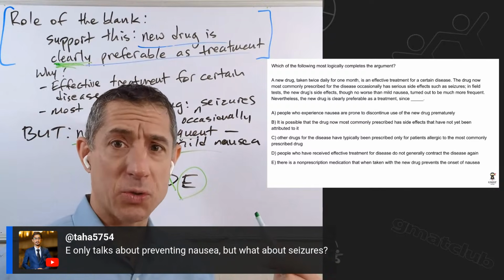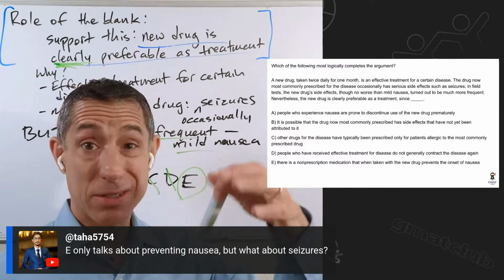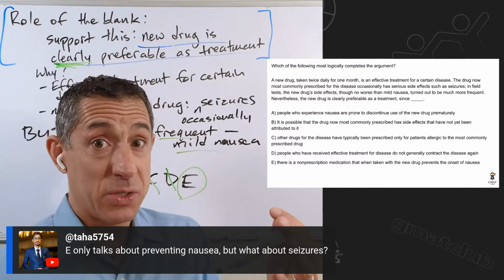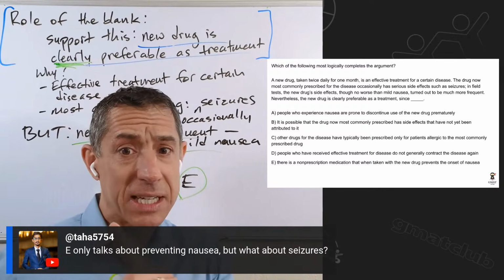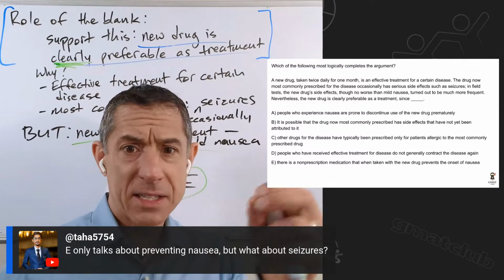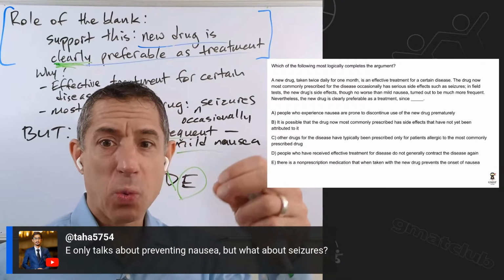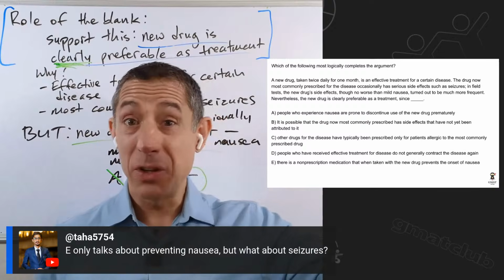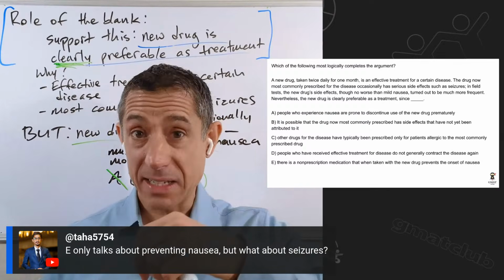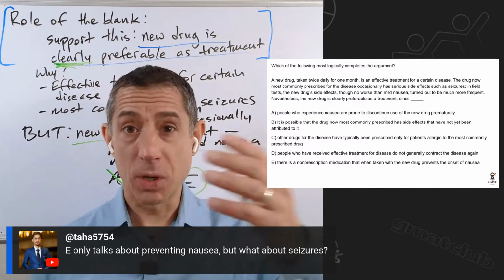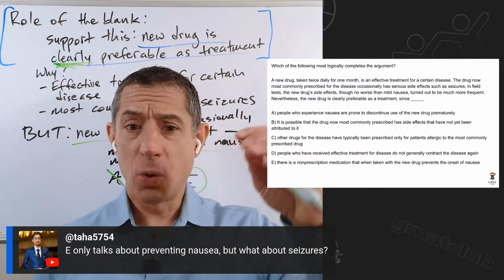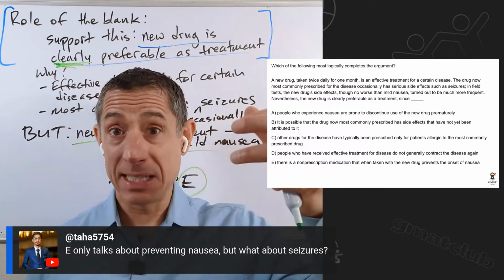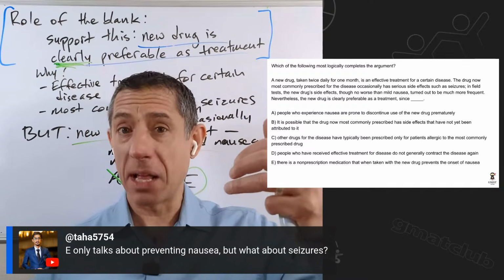So what do we know about the old drug? We know that it can cause seizures occasionally. What do we know about the new drug? But it doesn't say anything about causing seizures. Well, it kind of does actually. So in field tests, the new drug side effects, though no worse than mild nausea, turned out to be more frequent. So we know that the new drug does not have severe side effects. Again, seizures are worse than mild nausea from what I've seen. So we actually already know that the new drug doesn't cause seizures, right? The only thing that it seems to cause are things that are no worse than mild nausea.